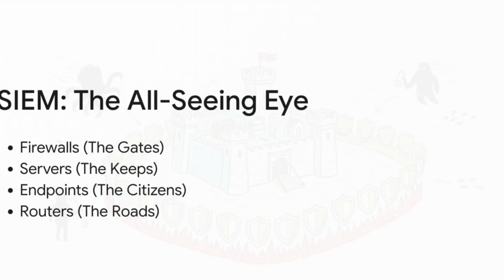And when I say everywhere, I really mean it. A SIM is pulling in logs from the firewalls. Those are our gates, from the servers inside our keeps, from the endpoints our citizens are using, and even from the routers that act as the roads. By putting all that information together, it can piece together the clues to spot a sophisticated attack as it's happening.